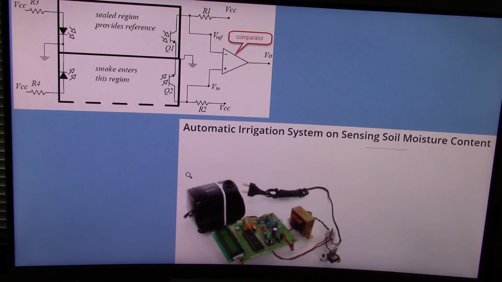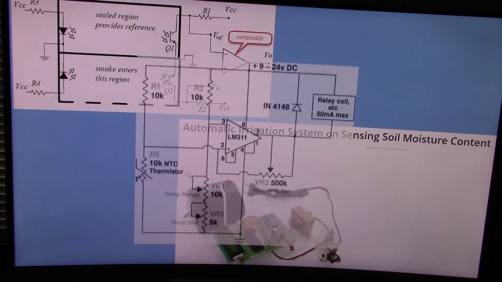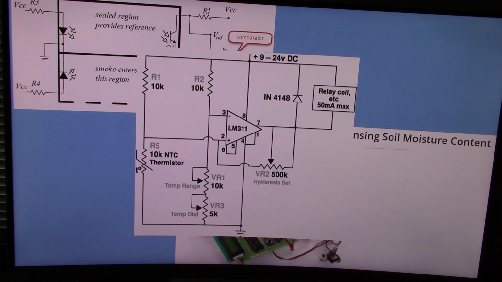And here's another circuit that is used for an irrigation circuit. What it does is compare a set value of soil moisture to the actual moisture reading from a sensor, and either produces an output or not, and that automatically irrigates the soil. This is another circuit using a temperature control system, and it either will energize this relay coil or not.